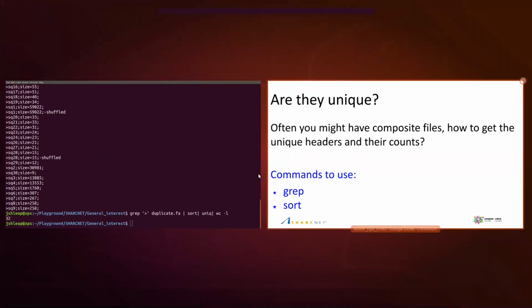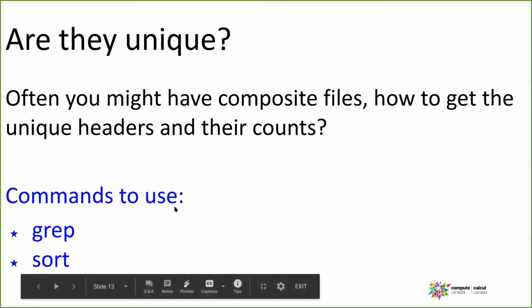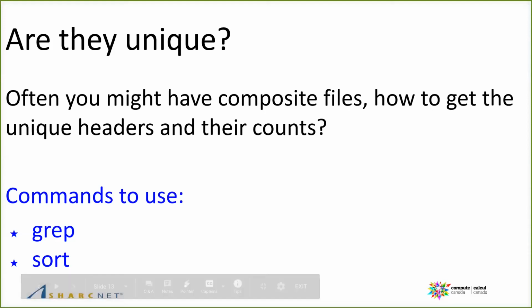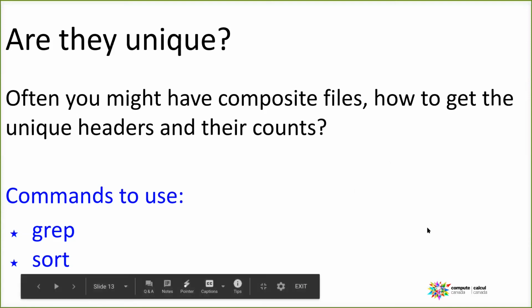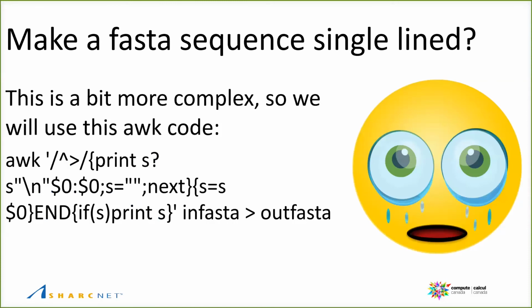All right, so that's also very, very useful. I use this all the time. Every time I'm exploring a Fasta file or a Fastq file for the first time, I will always use grep and sort to count and to get the headers. Sometimes I only want the headers to be able to query or to do stuff with those. Right? Let's imagine that we want to make a Fasta sequence single line.